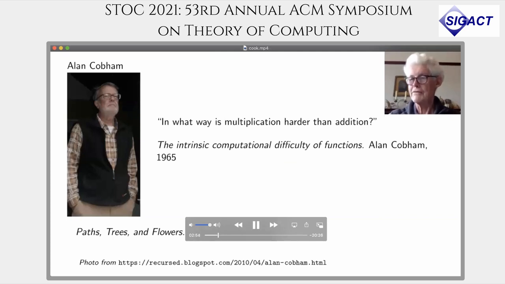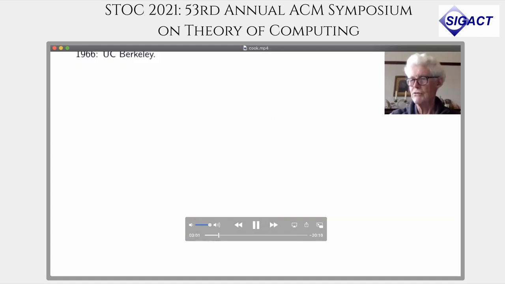My first job after my 1966 PhD was at the University of California, Berkeley. My position there was unusual. It was half time in the math department and half time in the so-called computer center. It was an on-campus computing facility, but it was separate from the university's new computer science department. The computing center was part of the College of Letters and Science, while the computer science department was part of the College of Engineering.